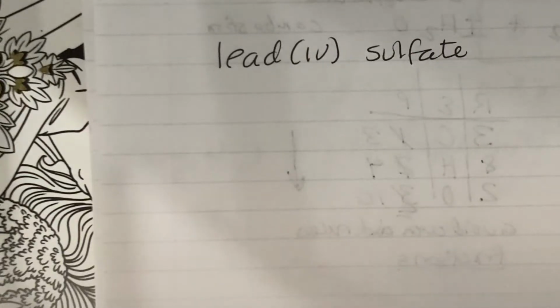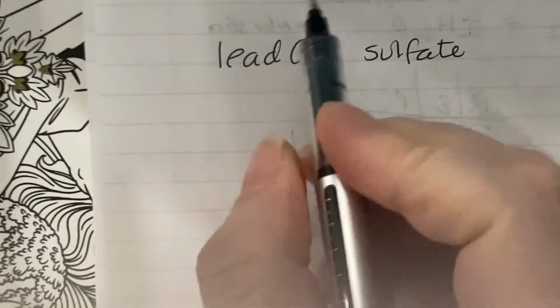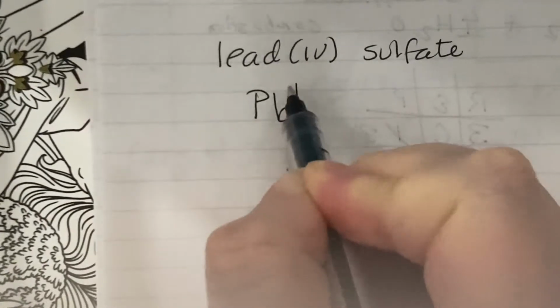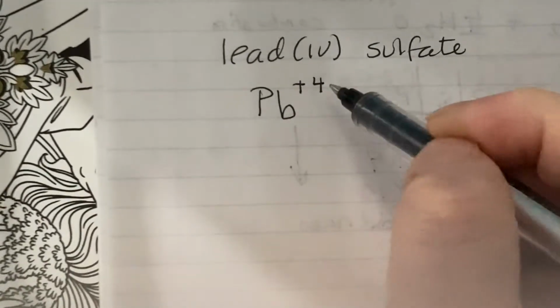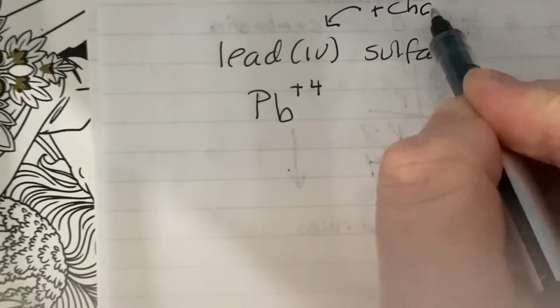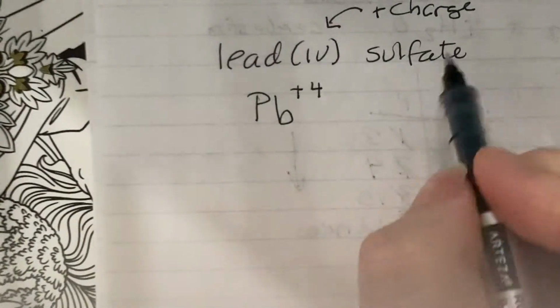So we need to find the molar mass of lead(IV) sulfate. So you need to know what the actual formula is before we do this. Lead is Pb, and the IV is plus 4. Because it's a transition metal, we use the Roman numerals to give us our charge. And remember, it's a positive charge, plus, and he's in the front, so he's our cation.